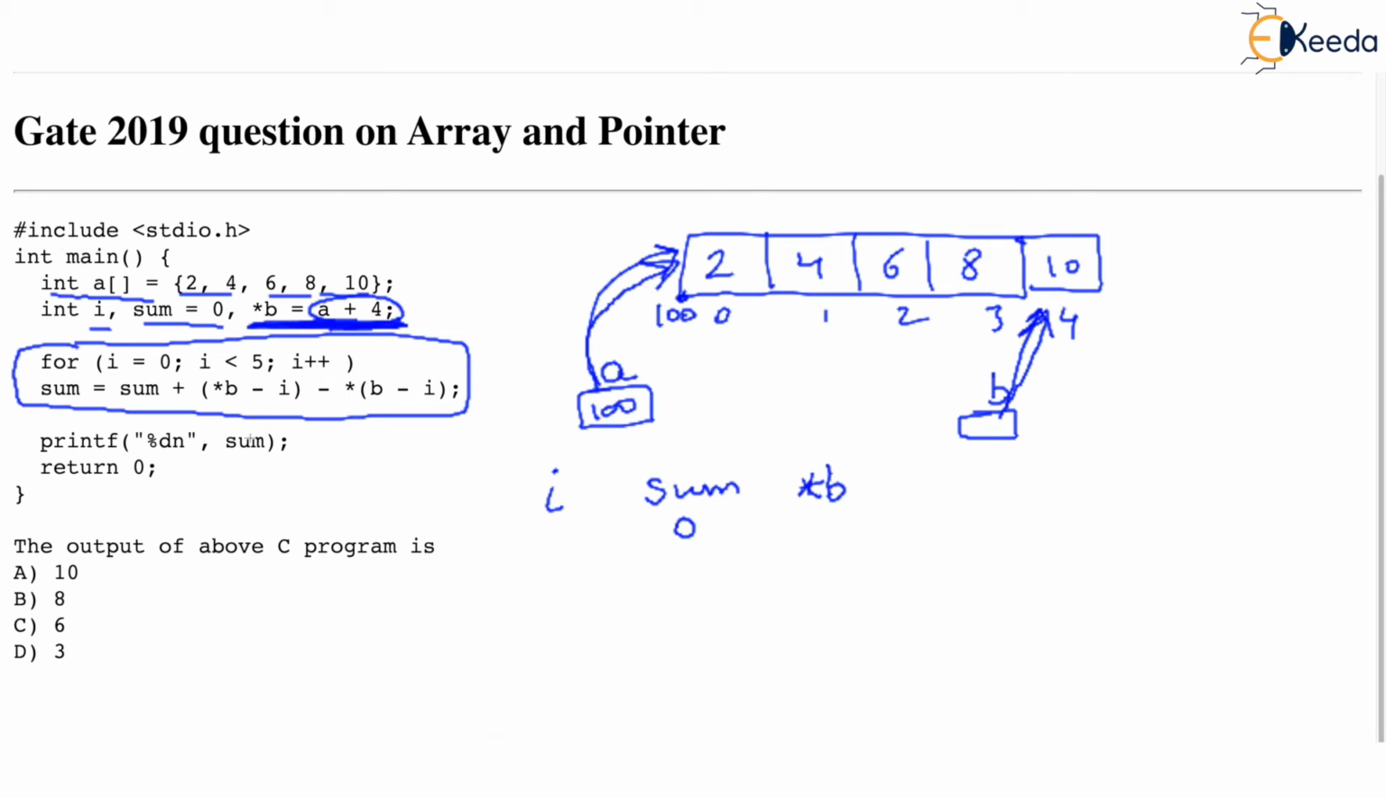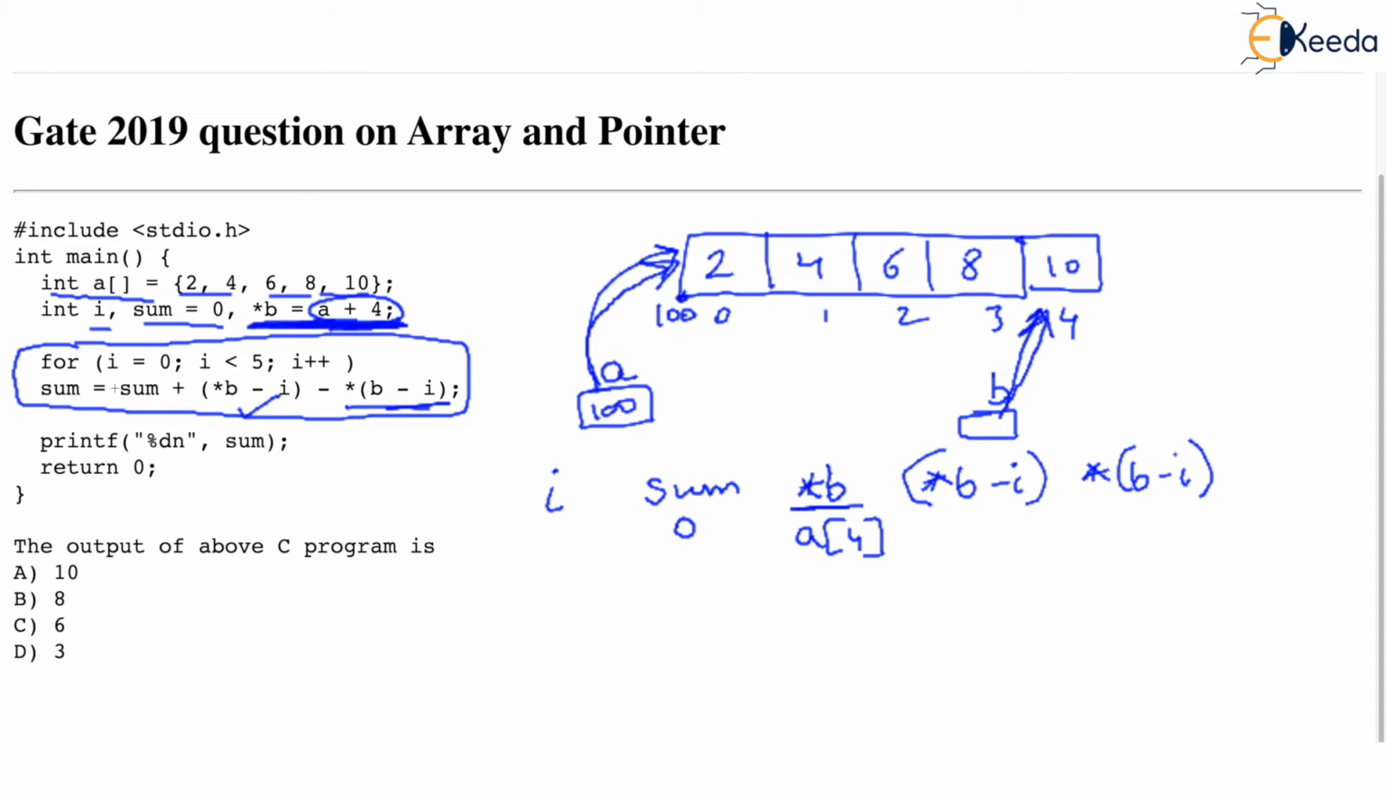Now in the for loop, I will write that *b is actually pointing to a4, for our reference. Then there are two values here. Sum is getting added to *b minus i, so I will make that *b minus i column over here, and *(b minus i), with the asterisk outside the bracket, I will make that column over here. Okay, let's start the for loop.